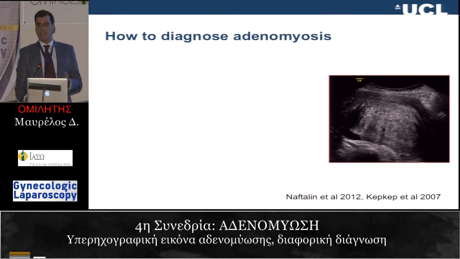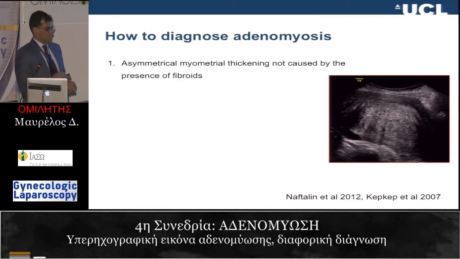There are 7 distinct diagnostic criteria on ultrasound that you can diagnose adenomyosis with. You can have asymmetrical thickening, not caused by the presence of fibroids. So you can have an anterior wall that's thickened, a posterior wall that's thickened, or a uterus that just looks asymmetrical, and that is a diagnostic criterion. You get this parallel shadowing, and I'll show you individual examples of these as we go along.